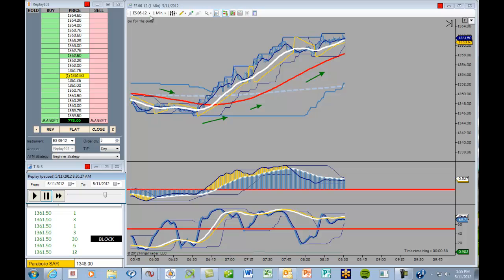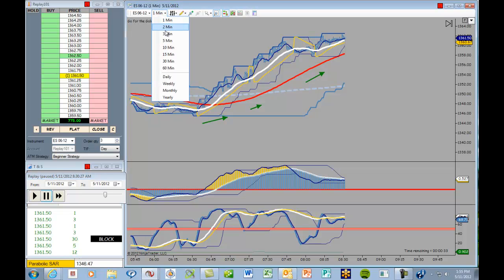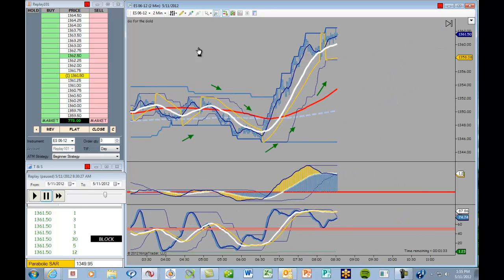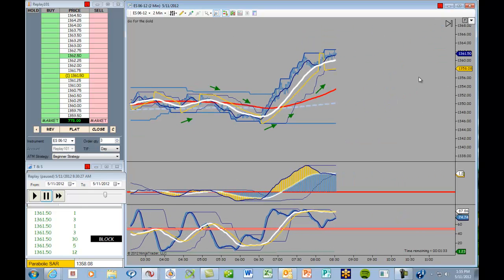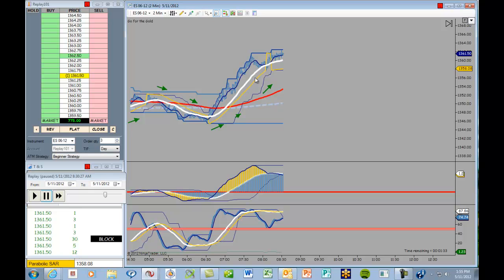Now, we're nearing the peak here, so I'm going to switch back to the 2-minute so I can observe it from this distance. Now, as you can see, we only had one good signal on the 2-minute, but we picked up a couple thanks to switching over. So, let's start up again.